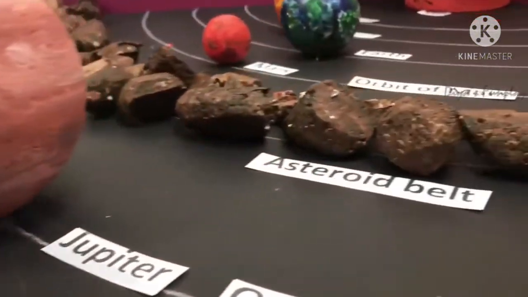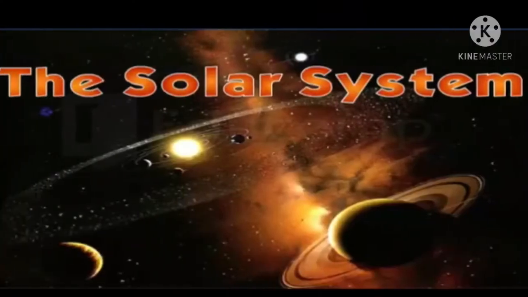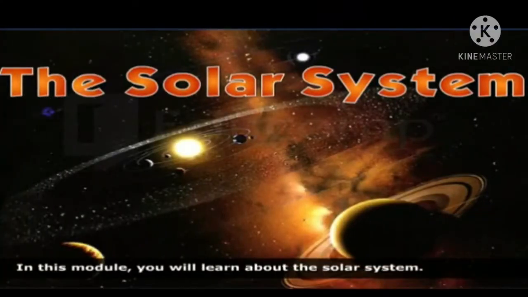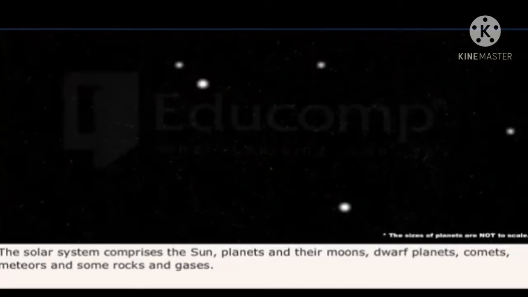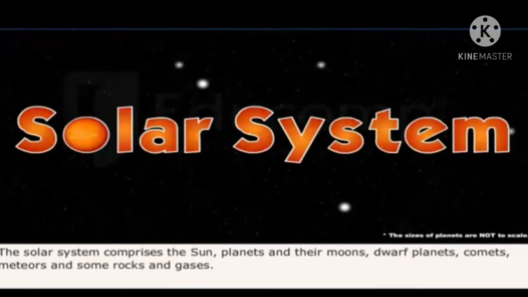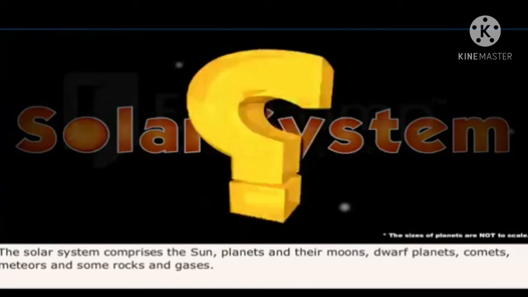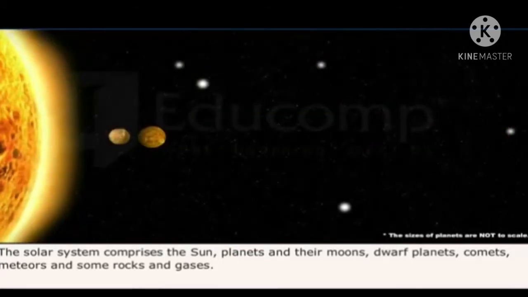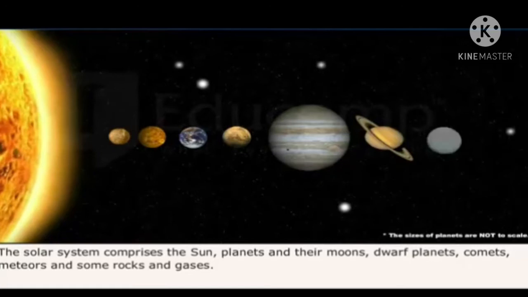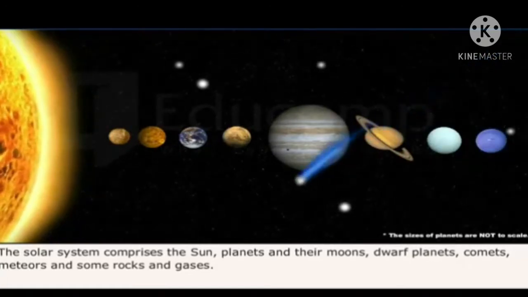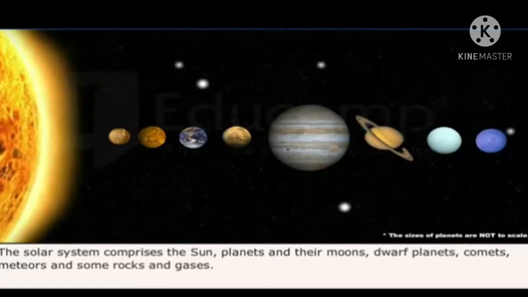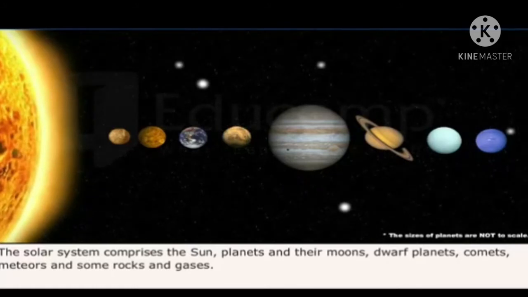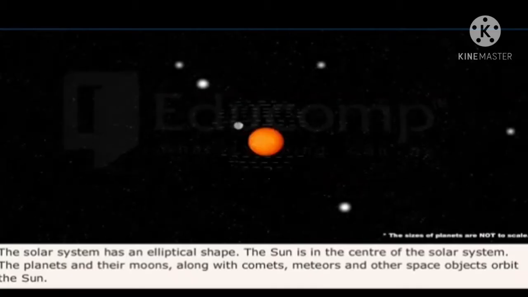Hello, welcome. Today's topic is the solar system. Have you ever wondered how the world around you works, how the sun shines, why there is day and night, and why it rains? Okay, this is the solar system, and what is the meaning of the solar system? The solar system comprises the sun, the planets, and their moons, dwarf planets, comets, meteors, and some rocks and gases.